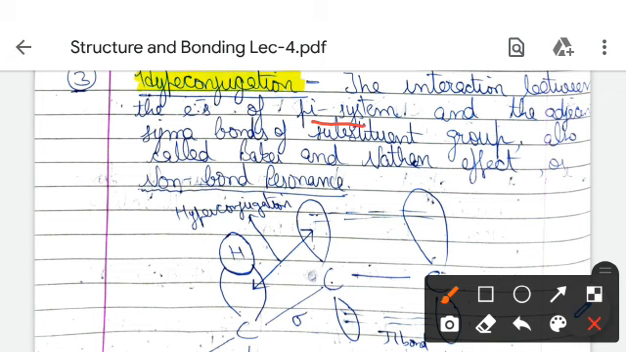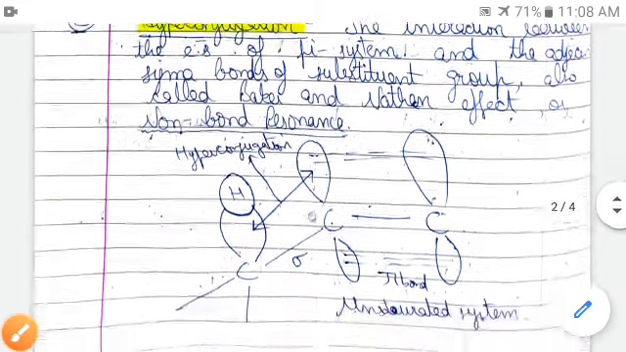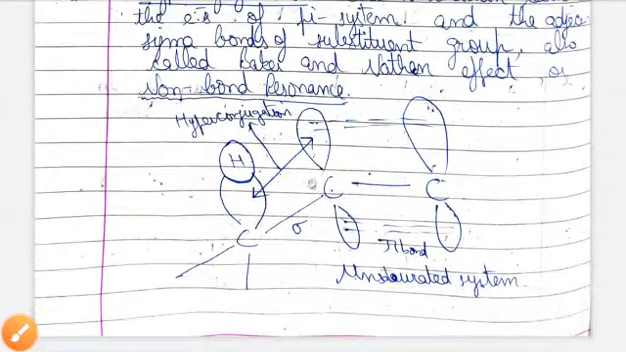So in this, the electrons of a sigma bond get overlapped with a pi orbital or with a p orbital, then it is called hyperconjugation. So it is an interaction between the electrons of the pi system and the adjacent sigma bonds of substituent groups. This we can show in this figure.